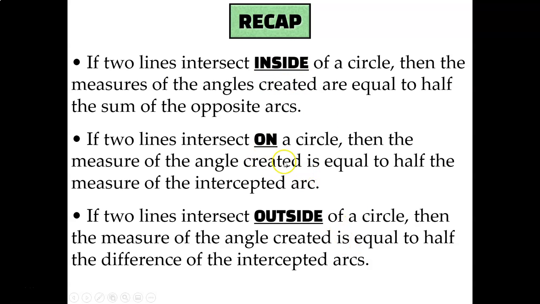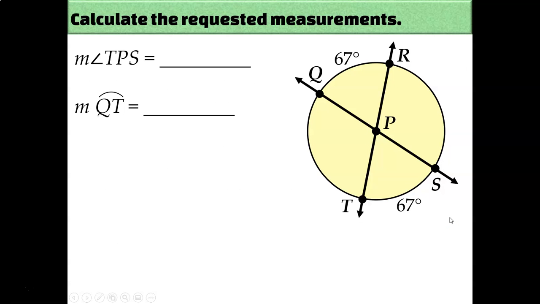If they intersect on the circle, just divide by 2. And if they intersect outside of the circle, subtract and divide by 2. So let's take a look at a few examples.